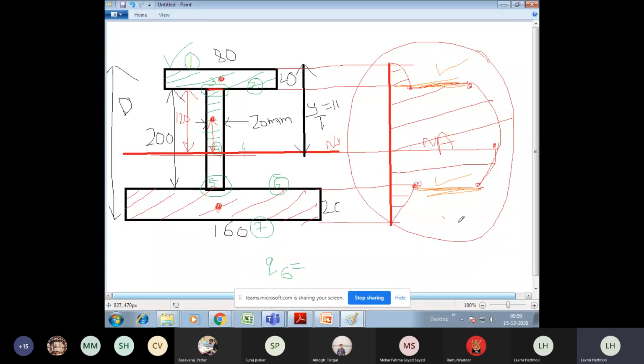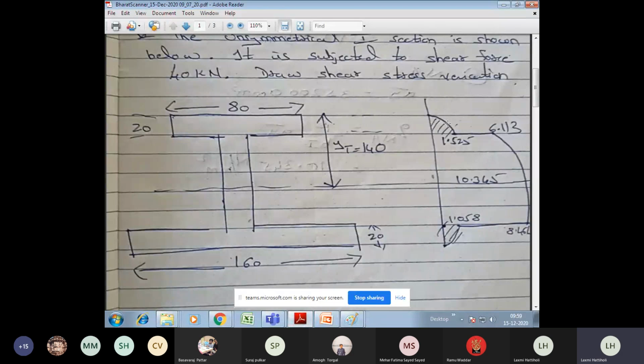Next, the very important point: if you are a designer, you should be very particular about the junction. Concentrate here. These two junctions are some of the crucial points. These are the points where you can observe a usual failure of the section. Why is it so? Please observe the shear stress variation diagram at the junction.